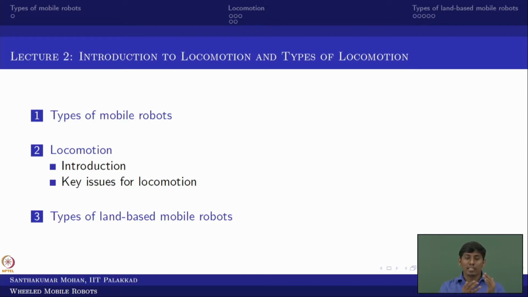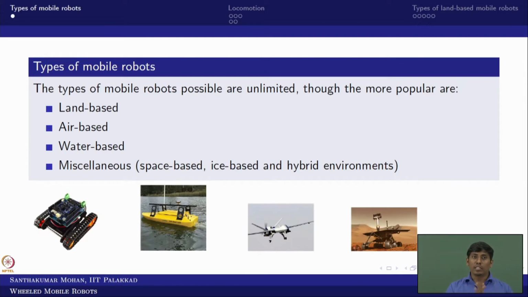So I start with a very basic classification. The types of mobile robot is the first slide of lecture 2, and it talks about something very broad. The types of mobile robot can be classified in a number of ways. I will cover one of the ways, which is based on where it is employed.